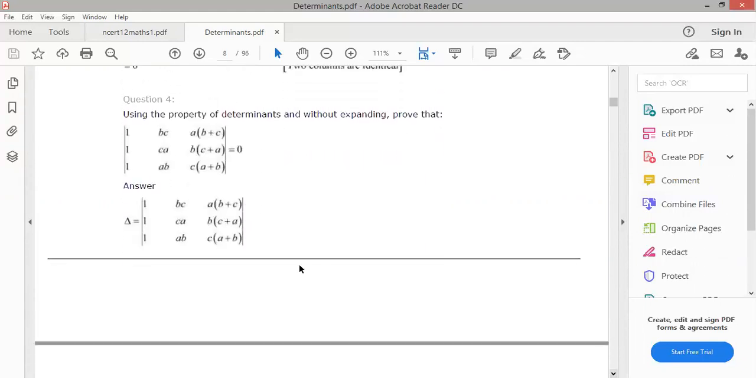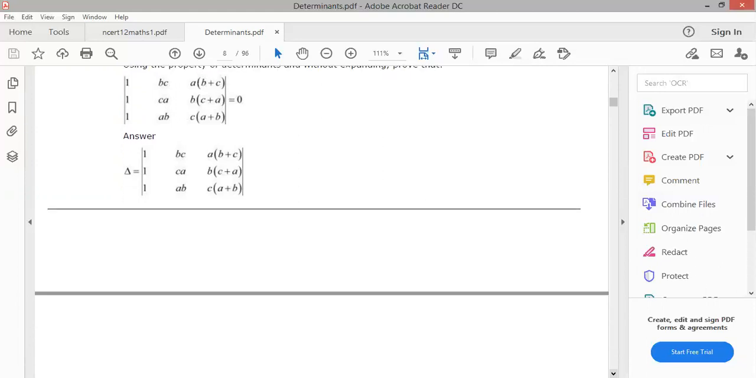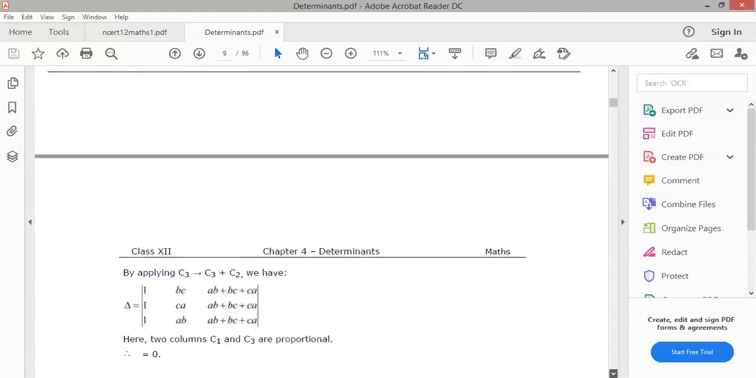Question number 4 is the determinant with rows 1 1 1, A B C, and A into B plus C, B into C plus A, C into A plus B. We have to prove this is equal to 0. Very simple, it's not any hard task to do. So this is the starting of the solution.